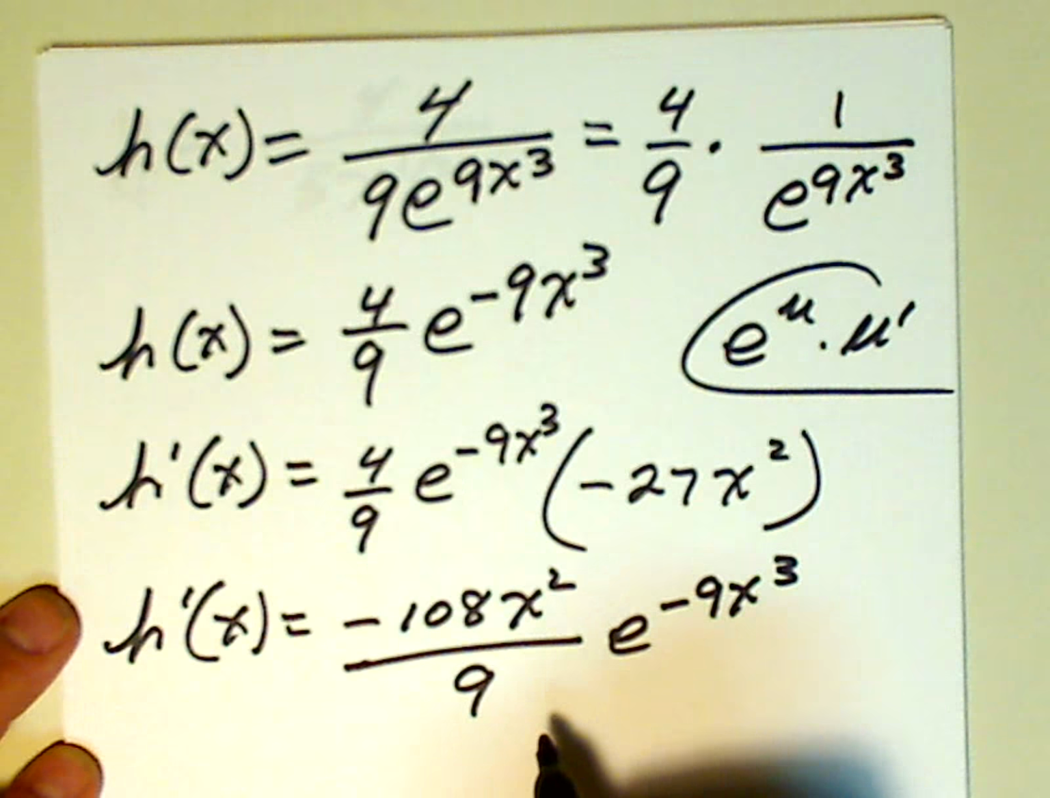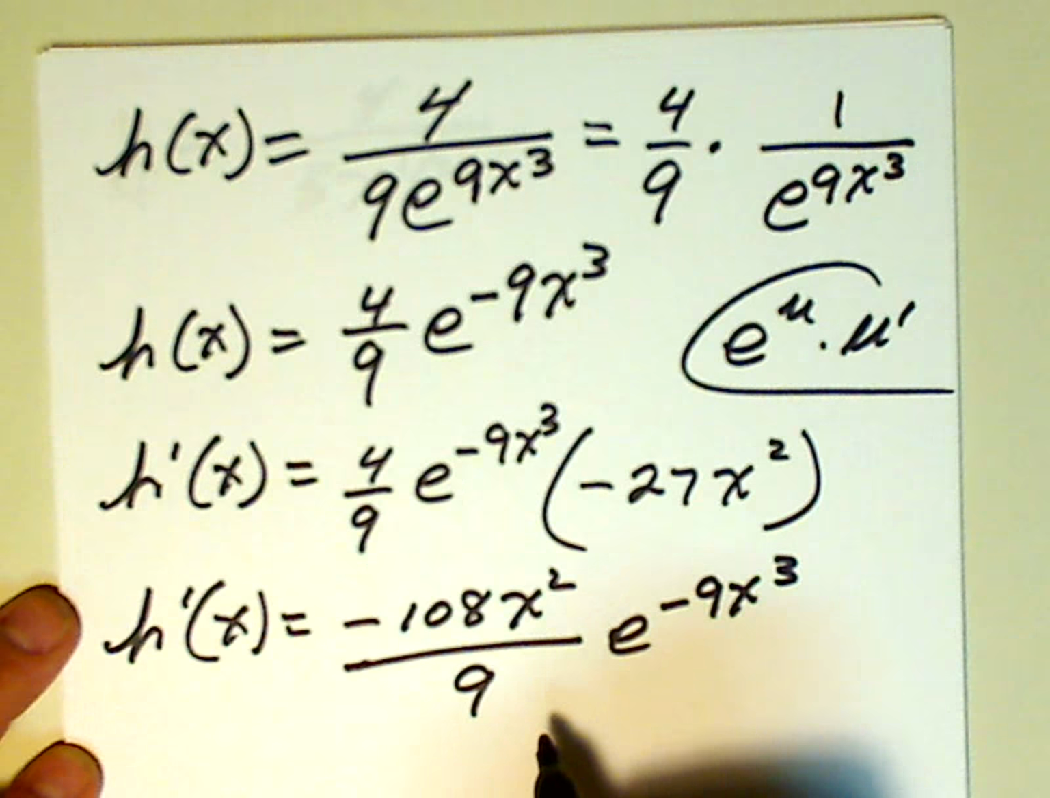And now we can reduce 9 into 108 because it goes 12 times. So h prime of x is equal to negative 12x squared times e to the negative 9x cubed. And now we're going to kick e to the negative 9x cubed into the denominator. So h prime of x is equal to negative 12x squared over e to the 9x cubed. And that knocks off another one. So here's this derivative. And let's move on.